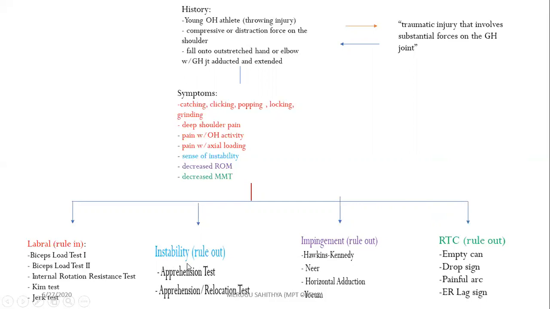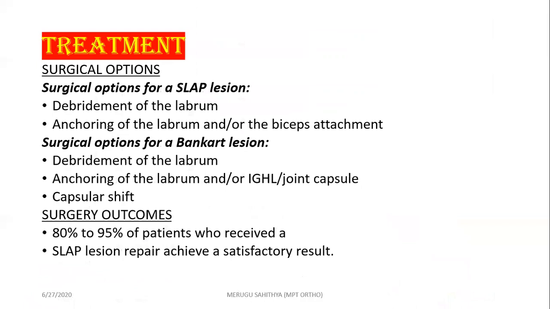And for instability, a positive result of the apprehension test and relocation test. And to rule out impingement, Hawkins-Kennedy test, Neer's impingement test, horizontal adduction resistance, and Yocum test. To rule out rotator cuff lesions, rotator cuff injury: empty can test, drop sign, painful arc, and external rotation lag sign. These are the different tests to diagnose labral tears.